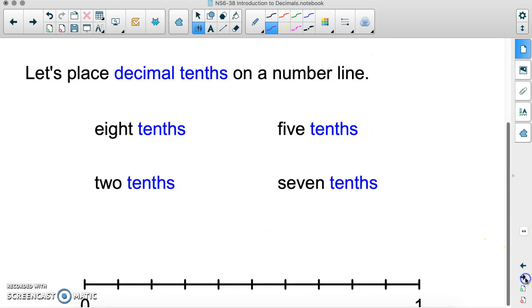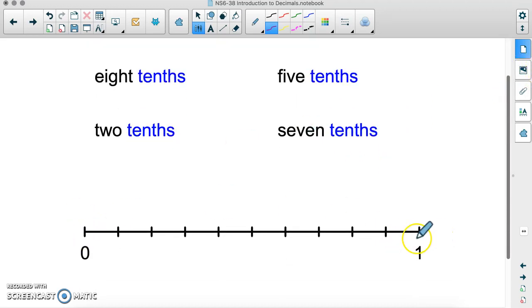So let's place the decimal tenths on a number line. So if I want to look at 8/10, so I have these numbers 0 to 1. So this would be 1/10. This would be 2, 3, 4. This would be 5/10. And then 10/10 would be your whole. So if I wanted 8/10, well 5, 6, 7, 8. This would be 8/10. So 0.8. 5/10 would be right in the middle for 0.5. 2/10 would be 2 in, so 0.2, and then 7/10 would be found on the 7th spot, so 0.7.